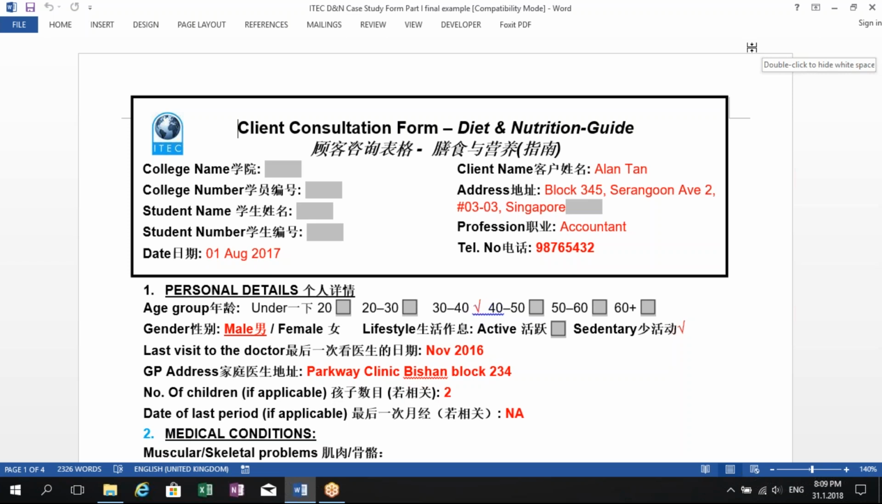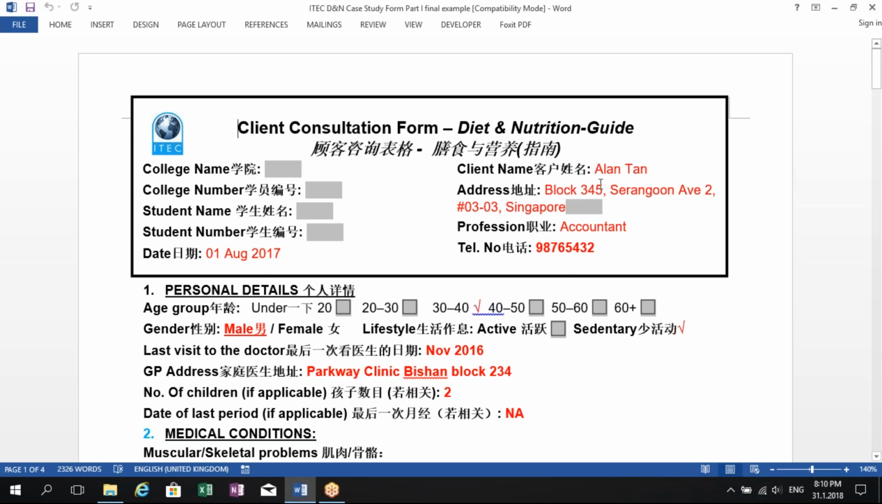Okay, college name is 1939 Academy. College number, we will give you the college number and student number. Before you submit to us, you need to fill in the student number and the college number. Student name is your name, but your IC name, the name in your IC, which is the name we registered you under for your examination. And the date should be the date you give this form to the client to fill up. So this is the date you start the consultation, the day you pass them the form.